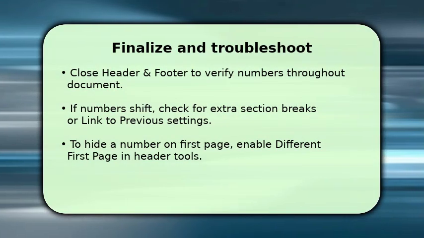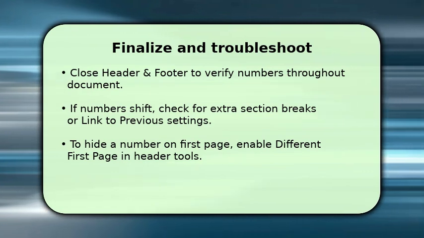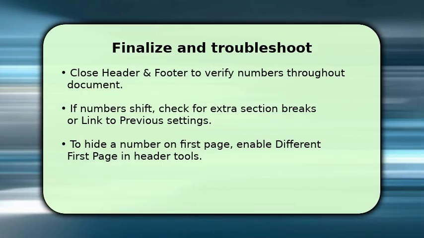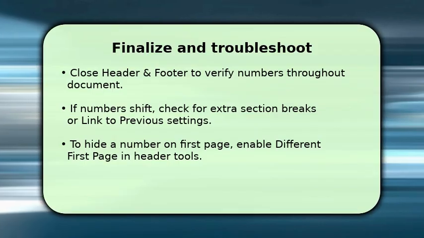Finish by closing header and footer and scrolling the document to verify numbering across sections. If numbers look wrong, reopen the header/footer to inspect section breaks and ensure Link to Previous is toggled off where numbering changes were intended. If a cover needs no number, enable different first page and header and footer tools. If a sequence must start at a specific value, revisit Format Page Numbers and set Start at.